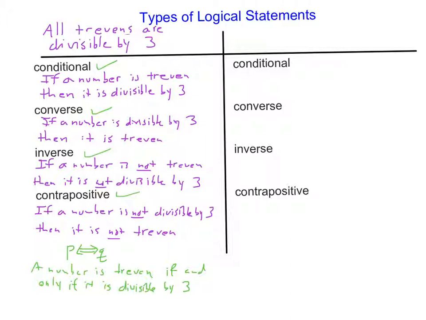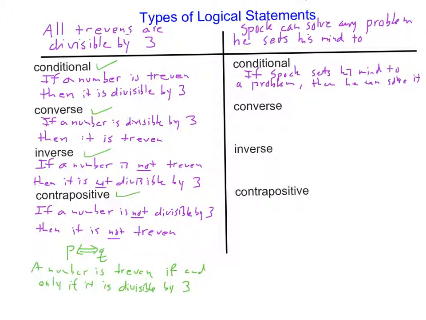Let's do another one. Let's make this one not math related. Good old Spock. Spock can solve any problem he sets his mind to. Turning this into a conditional, we have to be a little bit careful. We need to turn this statement into an if-then statement. So I'm going to do this one as: if Spock sets his mind to a problem, then he can solve it. Okay, converse. I'm going to switch that order there.